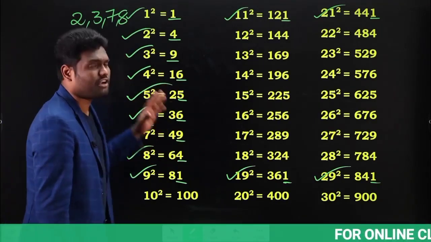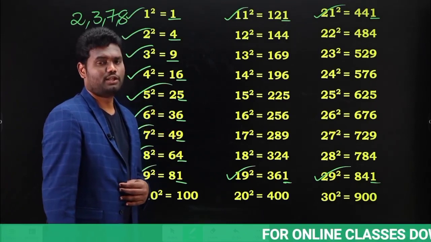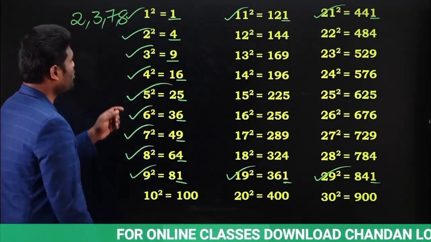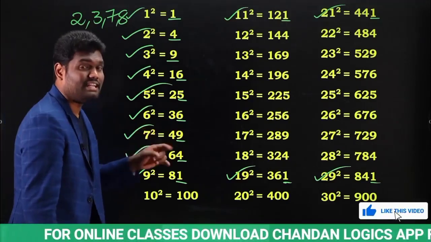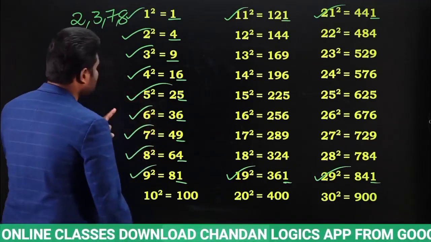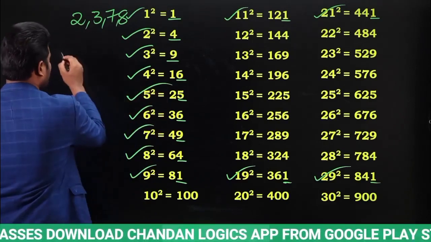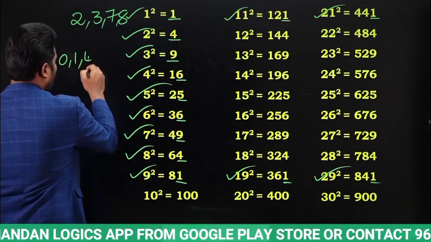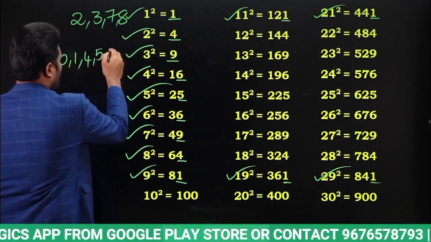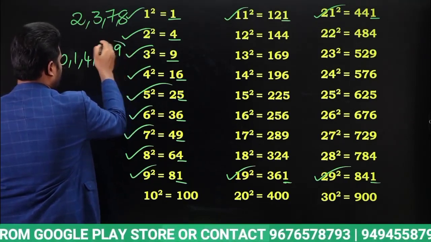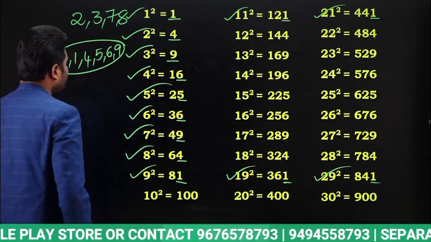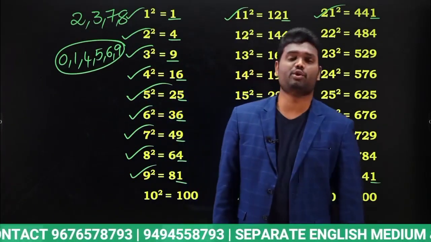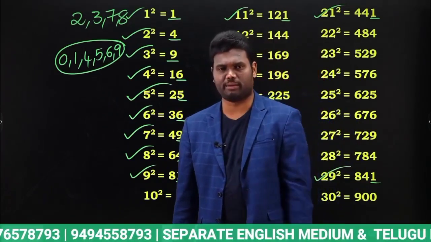So this is the important format you have to observe. Whenever you are saying a number is a perfect square, it should end with, that is, the last digit should be either 0 or 1 or 4 or 5 or 6 or 9. If the number ends with 0, 1, 4, 5, 6, 9, only then can you say the number is a perfect square number.